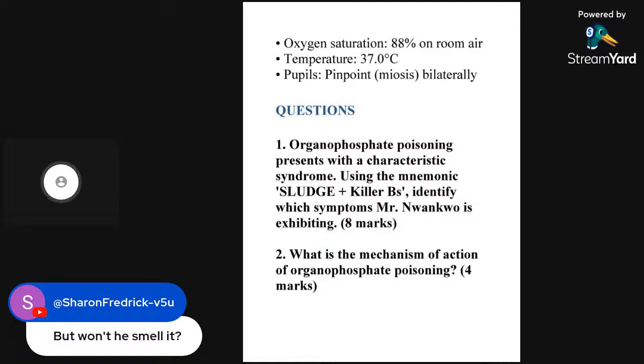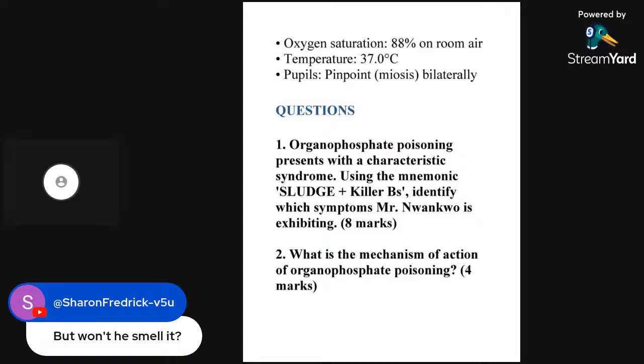All the symptoms we are seeing here in the SLUDGE: salivation, lacrimation, urination, defecation, GI upset, and emesis, all of those things are cholinergic stimulation. That's why you see the person crying when he doesn't want to cry, salivating when he cannot control it, urinating when he cannot control it. Do you understand? Too much stimulation.